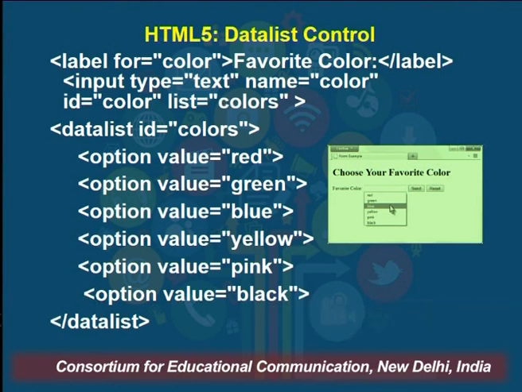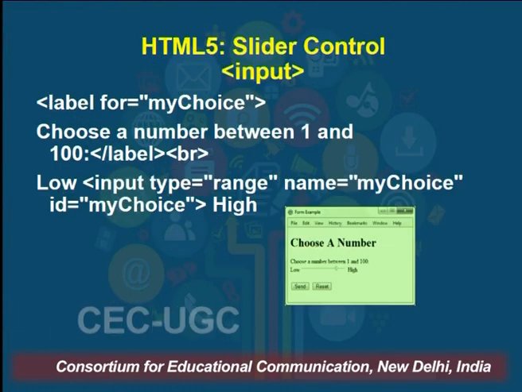So how is it going to work? It is going to work with datalist.colors.value is equal to red. So if the user chooses red, then that value will go to the server with the ID of colors, because that is the name of the data list that you have created.